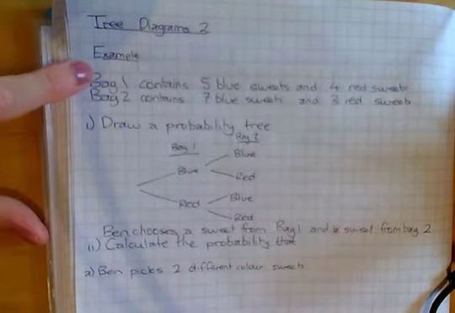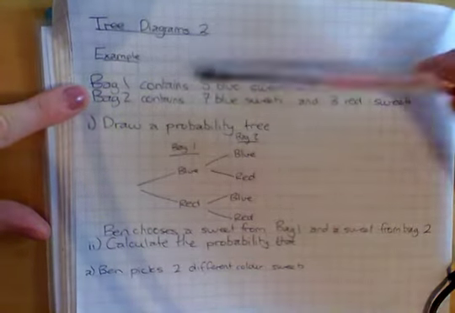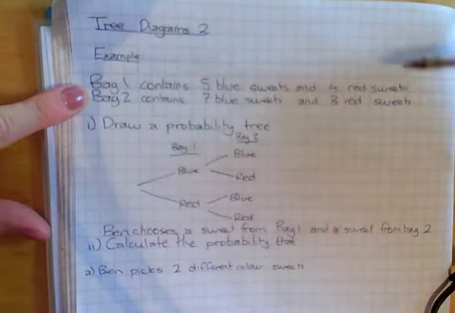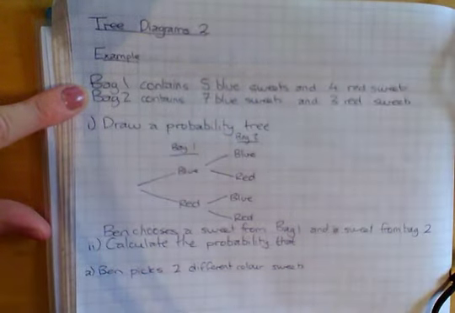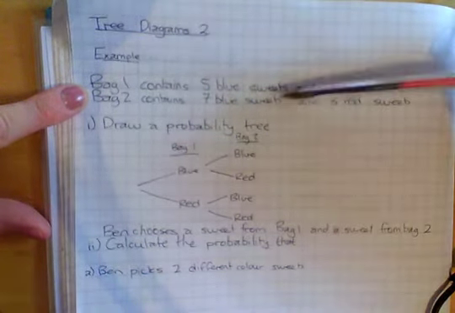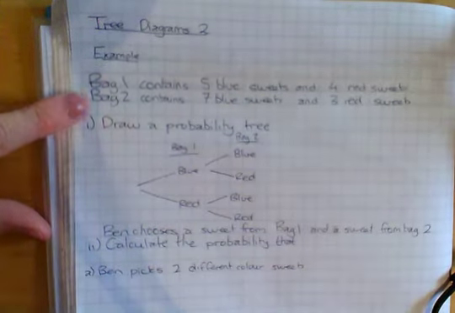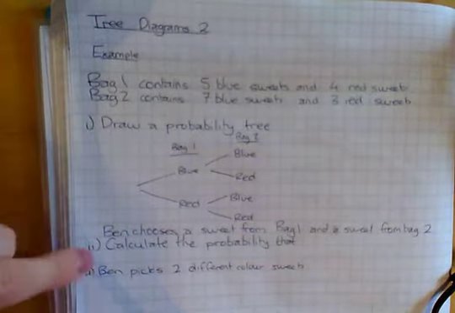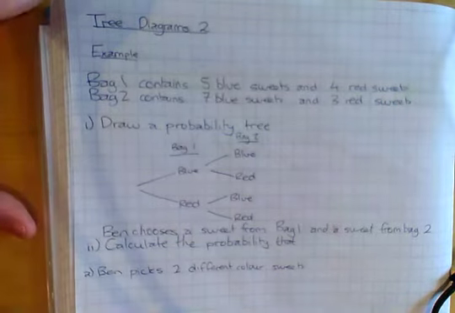So, example 1, we're told bag 1 contains 5 blue sweets and 4 red sweets. Bag 2 contains 7 blue sweets and 3 red sweets. Draw a probability tree, and then we're asked to calculate some probabilities using it.